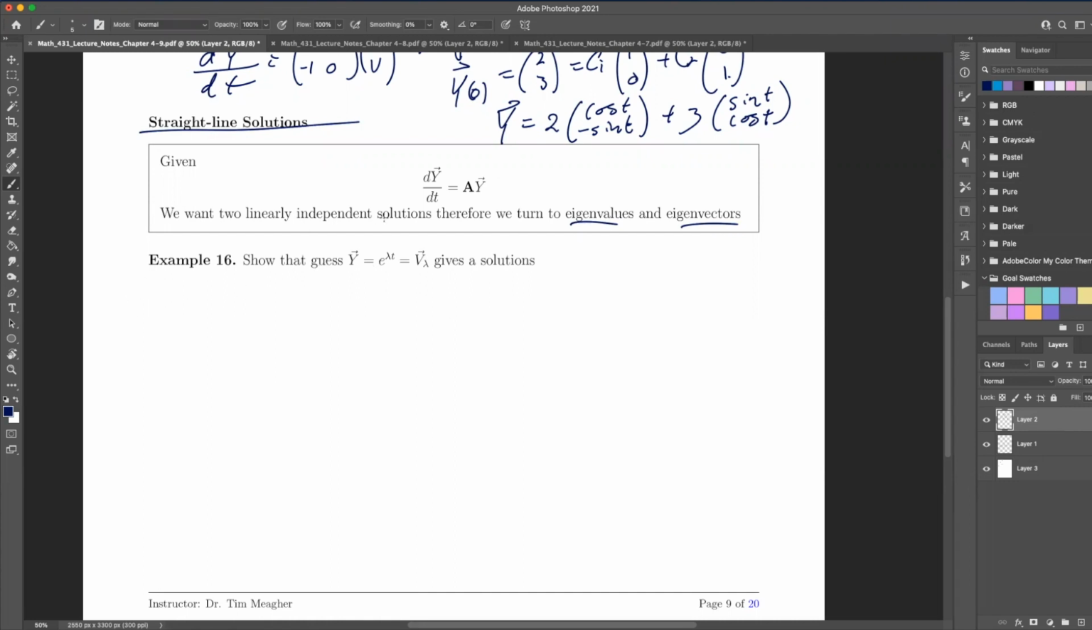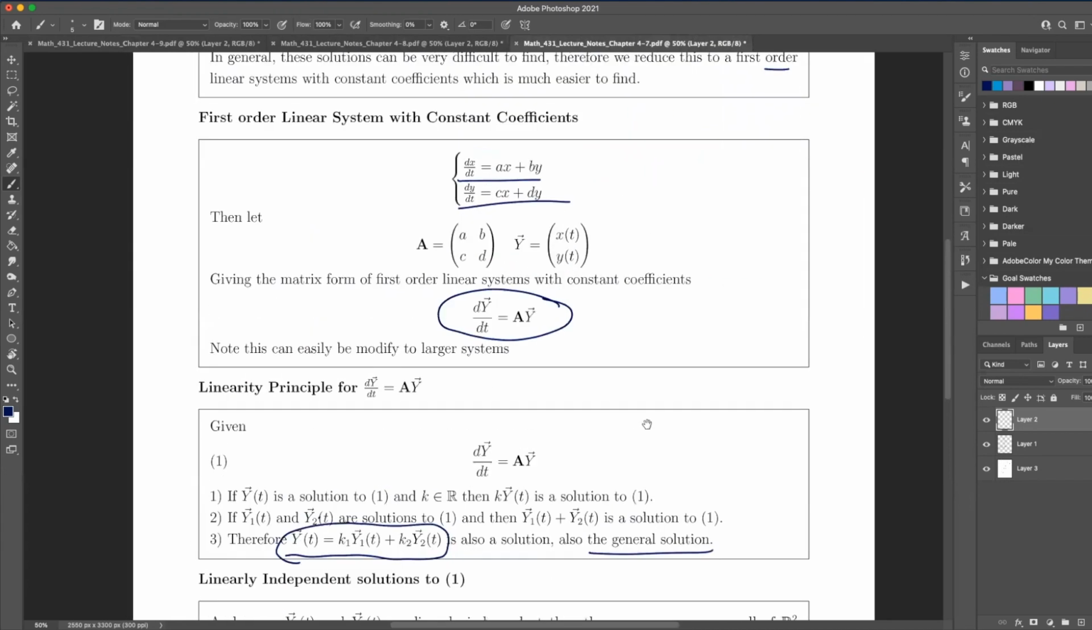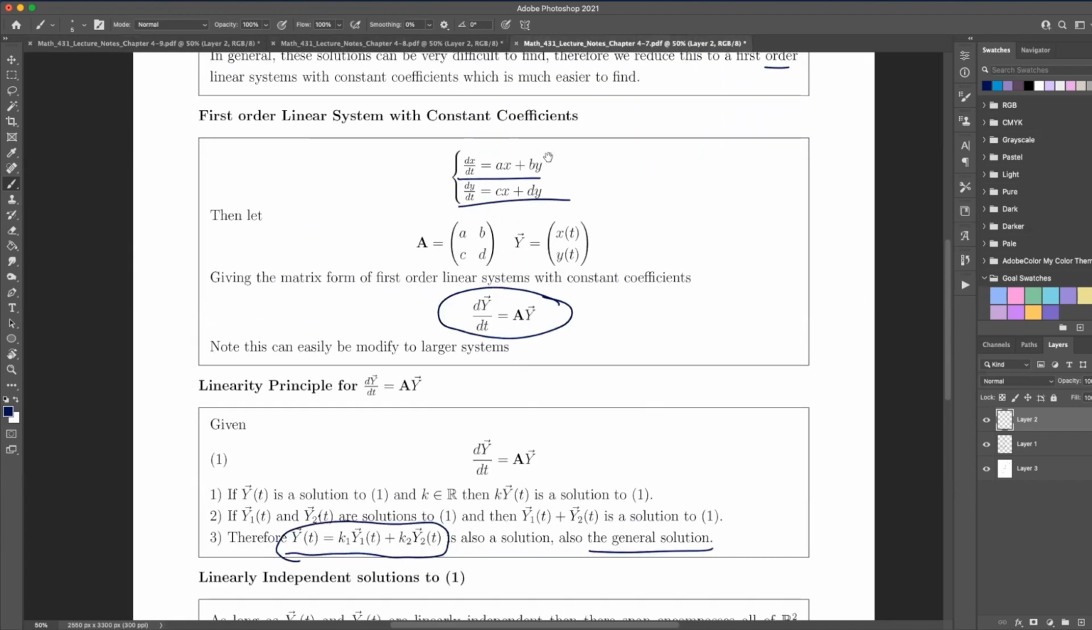So here we're going to start with dy/dt is equal to A y, a vector. And remember what this is: nothing more than this. I'm going to take this system, rewrite it like this, and then I'm going to use that.